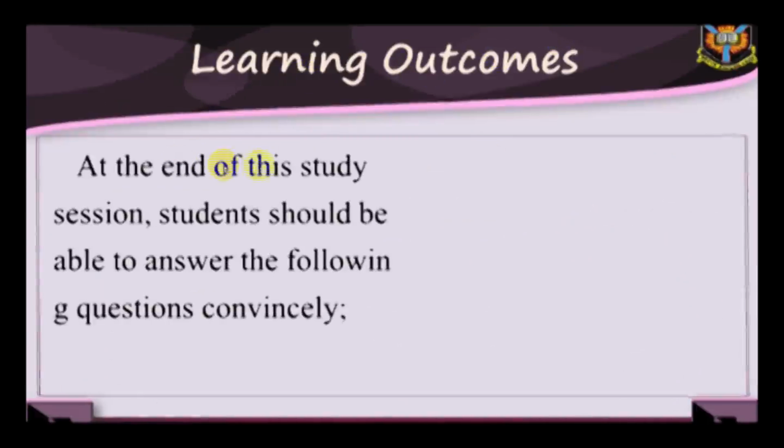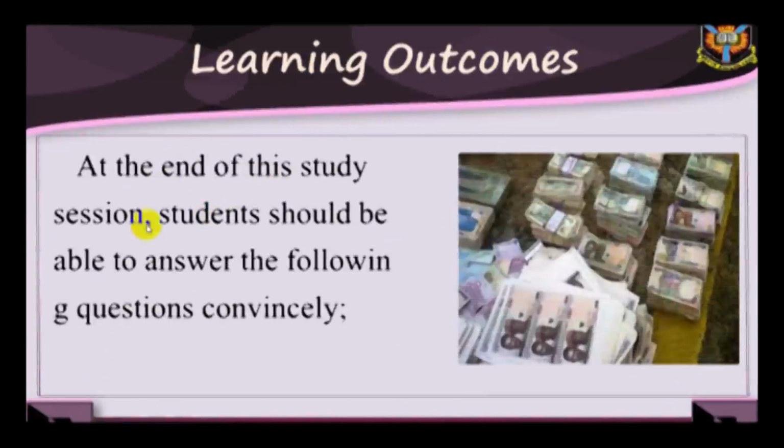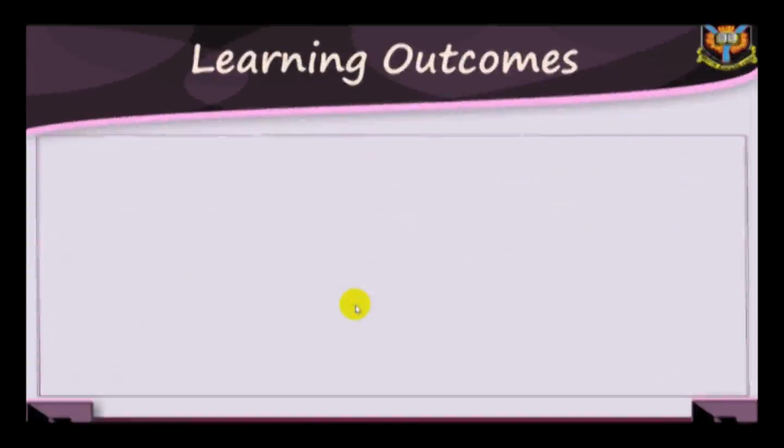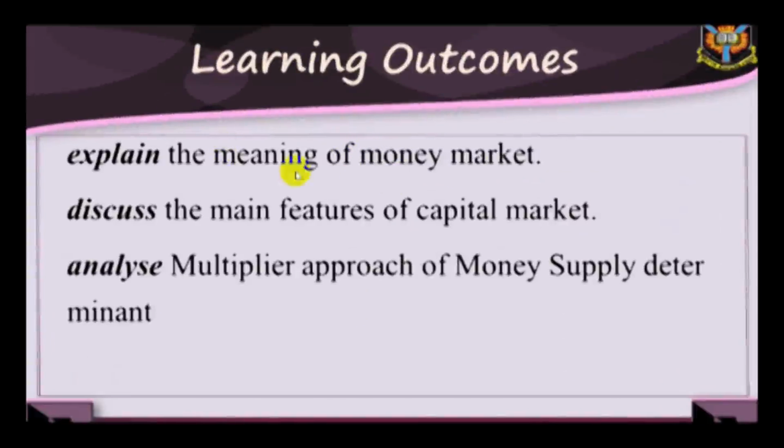Learning outcomes. When you have studied this study session, you should be able to: 1. Explain the meaning of money market. 2. Discuss the main features of capital market. 3. Analyze multiplier approach of money supply determinant.